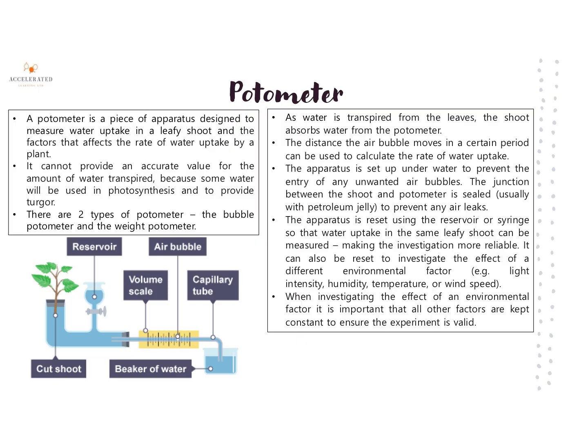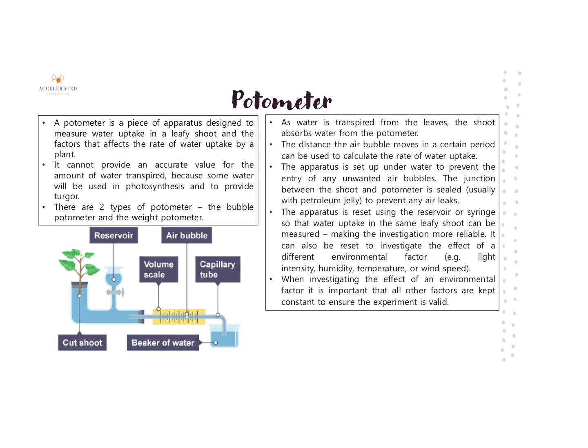Yeah. Good. So we can also use what's called a potometer. Okay, now a potometer is a piece of apparatus that is designed to measure this water uptake in a leafy shoot and the factors that affect the rate of water uptake by the plant. Now that sounds ridiculous, okay? Basically, we're saying we want to see how much water my plant takes up, okay? So it's osmosis again, but we're trying to actually measure it this time.